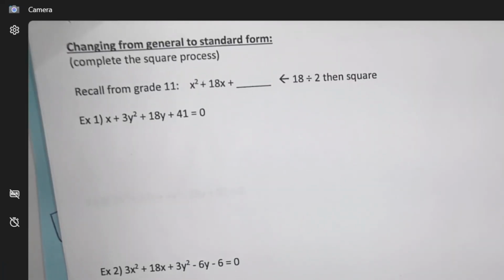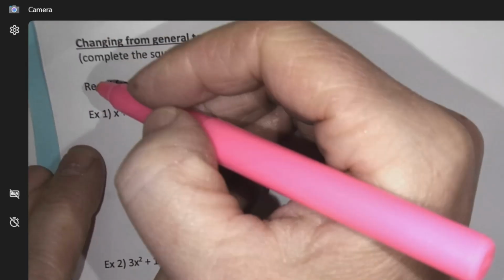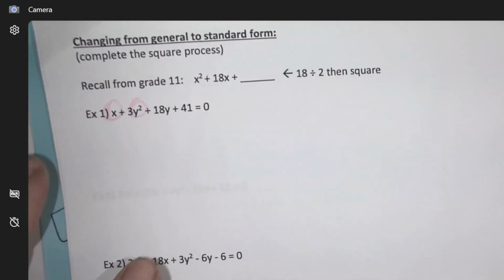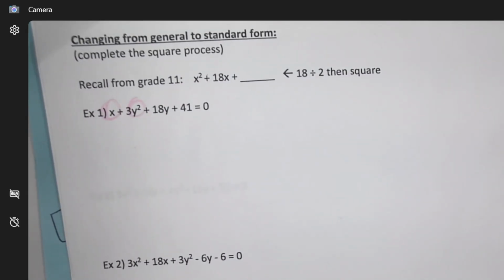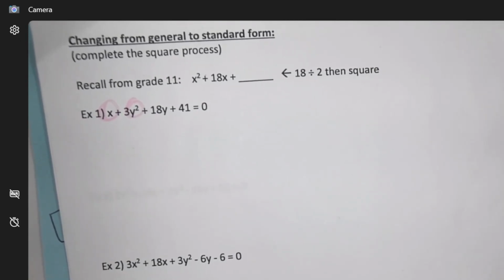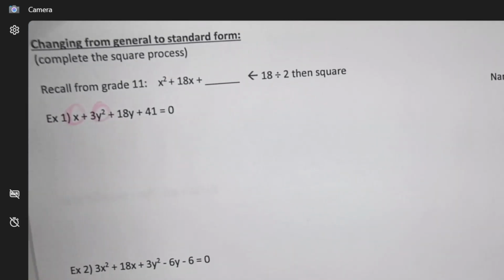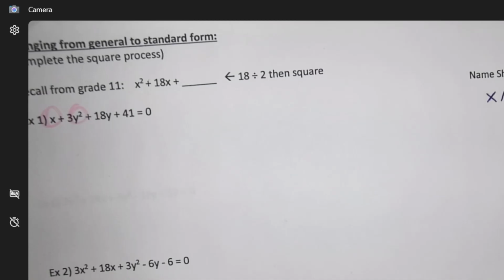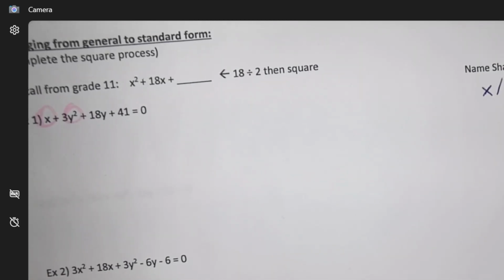Okay, let's talk about naming the shape first. So I would say this one has an x and a y squared, but there's no x squareds in it. So what kind of shape is it that has an x in it, but no x squareds, and a y squared? It's a parabola. Horizontal parabola.